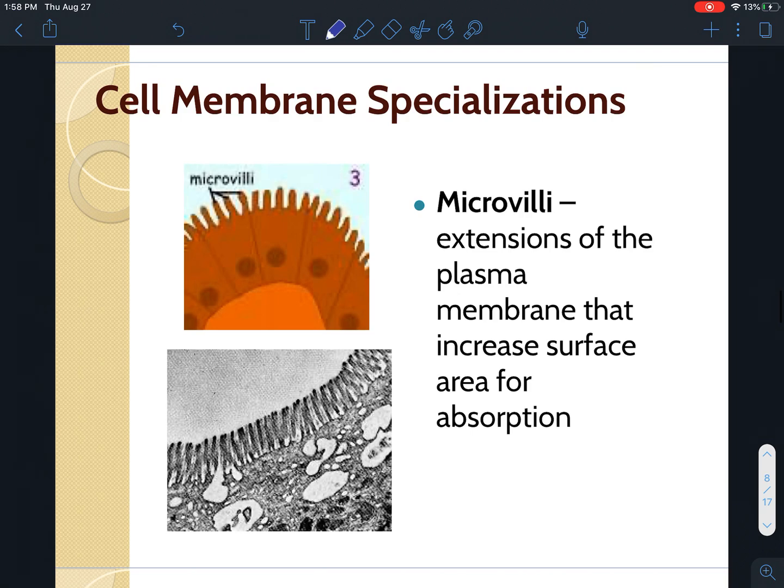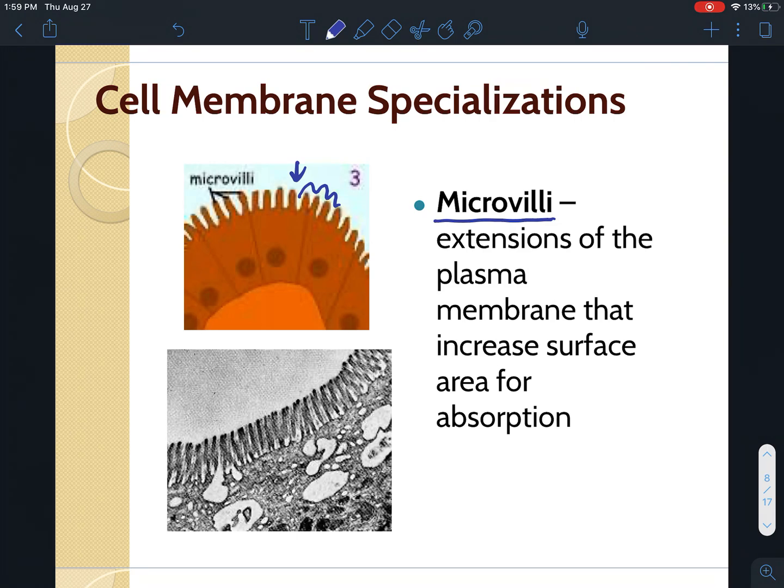Okay, let's talk about some specializations that are on some plasma membranes. So one is called microvilli. Microvilli basically are these little extensions. So it's the plasma membrane itself that is shaped like this, where it's this wavy shape. And in doing that, it allows that cell to have an extremely large surface area. So cells that need to absorb a lot will have microvilli, and that enables those cells to have a very high cell surface to interior ratio.